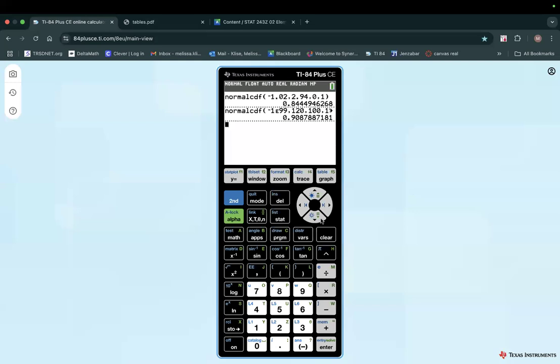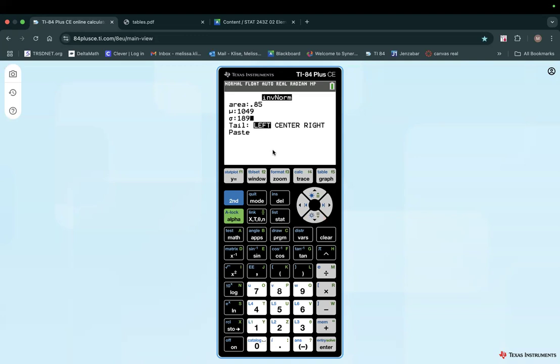Okay. In your calculator, second vars, as I said, inverse normal, right under normal CDF. It wants the area under the curve. So our area, 85th percentile, 0.85. My mean is 1049. My standard deviation is 189.